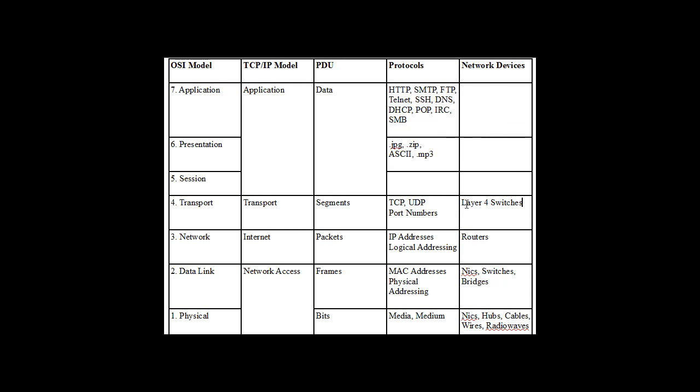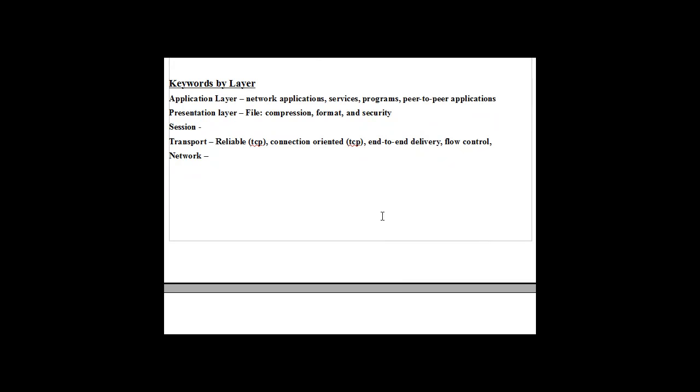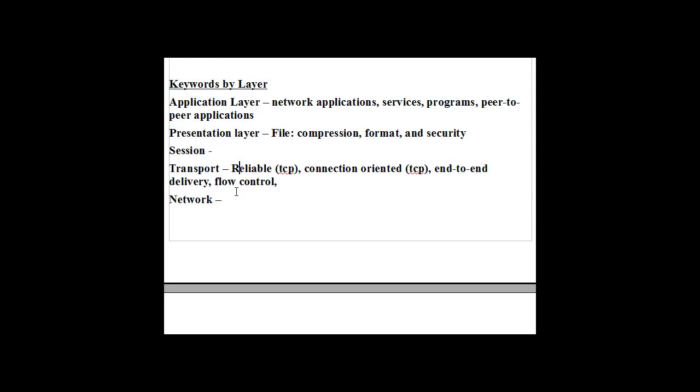All right, and we'll move over here to keywords by layer. If you see network applications, services, programs, or peer-to-peer applications, you know you're talking about the application layer. If we're talking about reliable, connection-oriented, end-to-end delivery, or flow control, those are keywords dealing with the transport layer. So it's important to keep that in mind as you're taking a test or you're working.